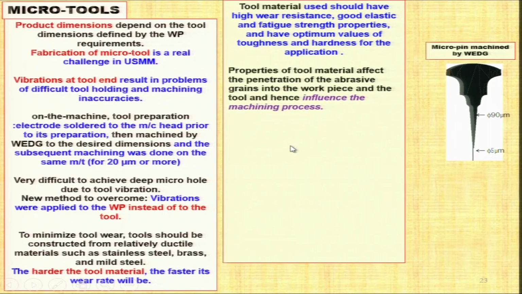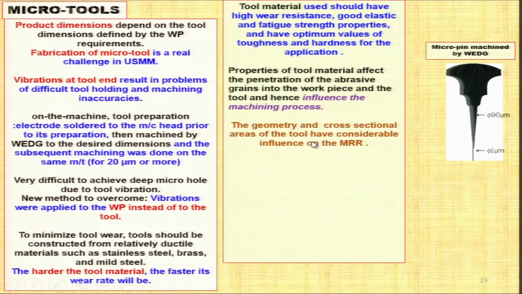Properties of tool material affect the penetration of the abrasive grains into the workpiece and the tool, and hence influence the machining process. Please note here it is written penetration into the workpiece as well as the tool, because the abrasive particles are in contact with the workpiece as well as the tool. As we will see later on, it may penetrate inside the workpiece or inside the tool.